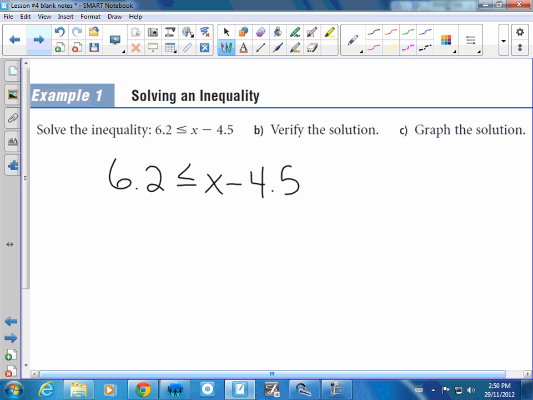Okay, you do that. So we add 4.5. Okay, what happens to the 4.5s on the right? No, they don't die, they disappear. Okay, what's 6.2 plus 4.5? 10.7 is less than or equal to x.